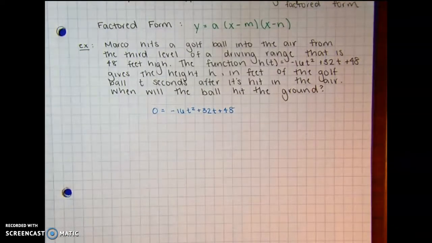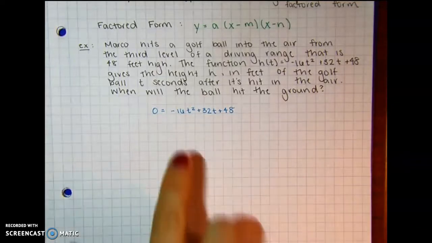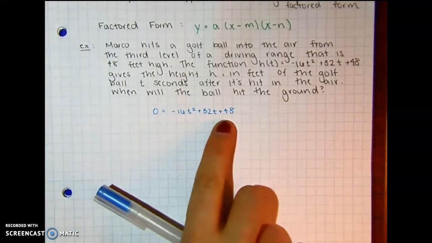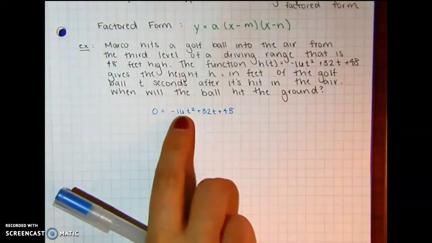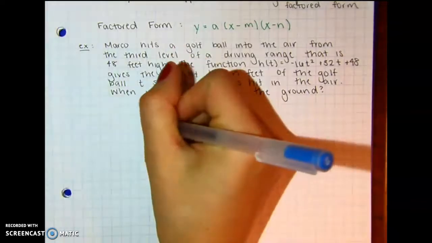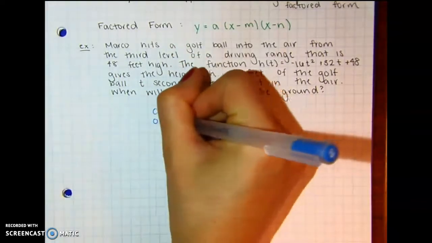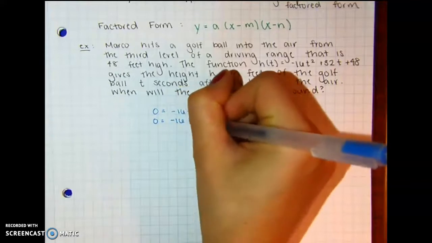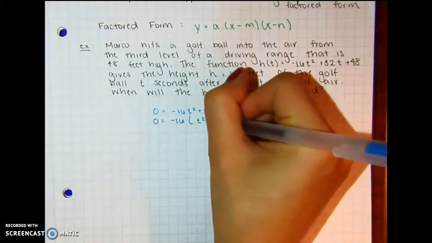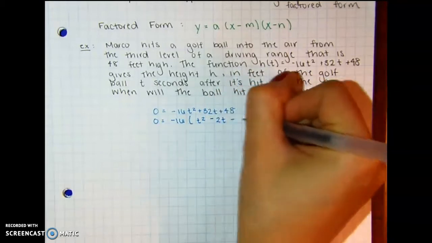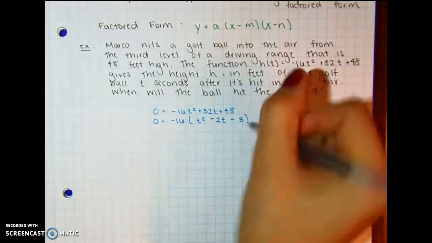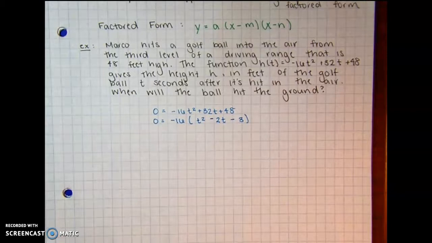So remember, the first step in factoring is to factor out the greatest common factor if possible. And if we look here, the greatest common factor is going to be 16. But remember, we want to keep our a value positive. So we're going to factor out a negative 16. And we're left with t squared minus 2t minus 3. This is actually pretty straightforward.